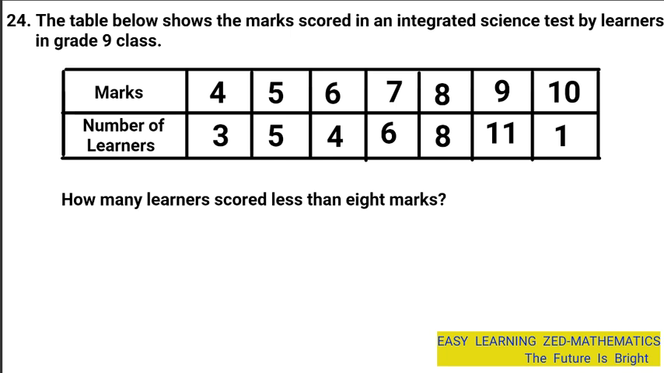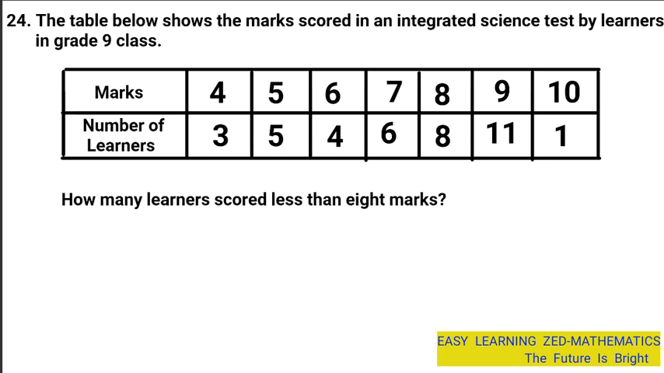And down here we've got the number of learners. The number of learners who scored 4 were 3. The number of learners who scored 5 were 5. Who scored 6 were 4. The number of learners who scored 7 were 6. The number of learners who scored 8 were 8. And the number of learners who scored 9 were 11. And the number of learners who scored 10 is only 1.